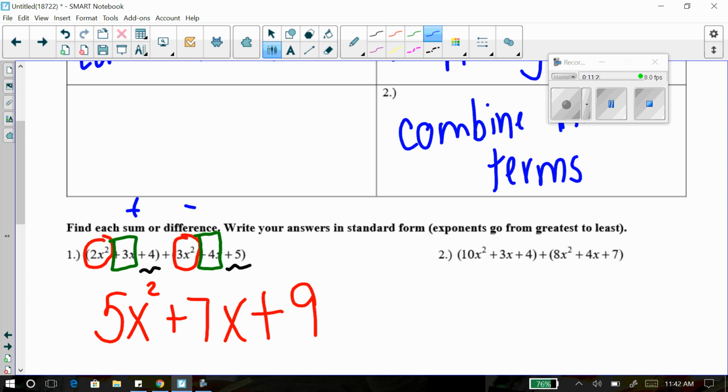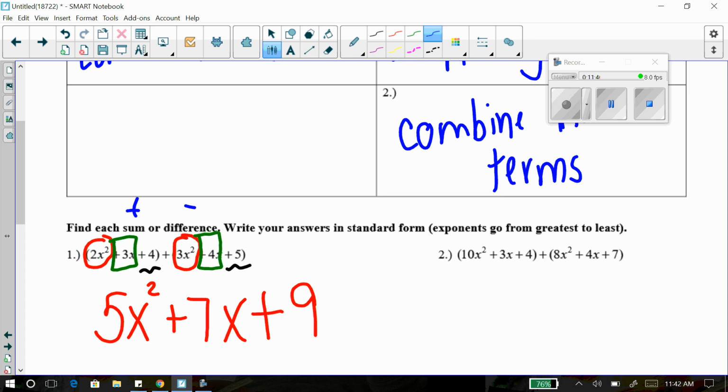Oh, I apologize. Before we go on, for these, I want you to drag the answers into the correct spot. So off to the side where you see 5x squared plus 7x plus 9, drag that in to the correct spot.